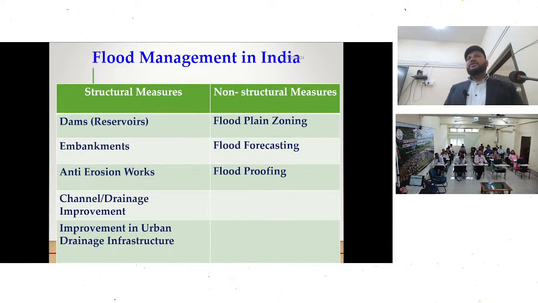Suppose we have created dams or reservoirs, we made embankments for flood control. We may make anti-erosion works, channel drainage improvement, or improvement in urban drainage infrastructure. But there are also other methods which are cost effective and very efficient, which are floodplain zoning, flood forecasting, and flood proofing.